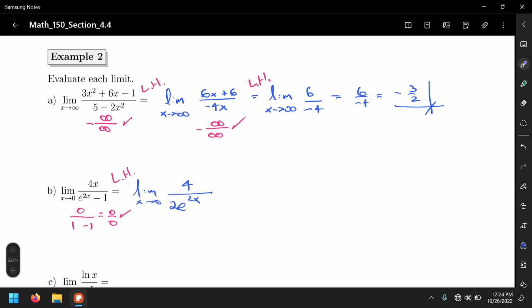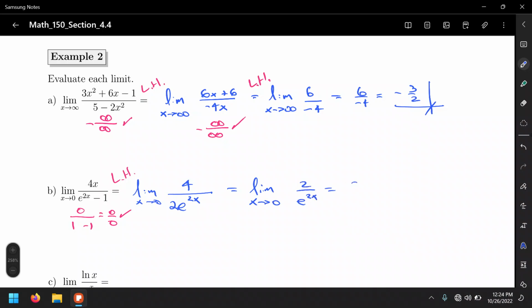Before computing the limit, how about we simplify the expression a little bit? That is, divide out the 4 with the 2. Notice this is no more calculus, no L'Hopital. This is just simplification. And that's 2 over e to the 2x.